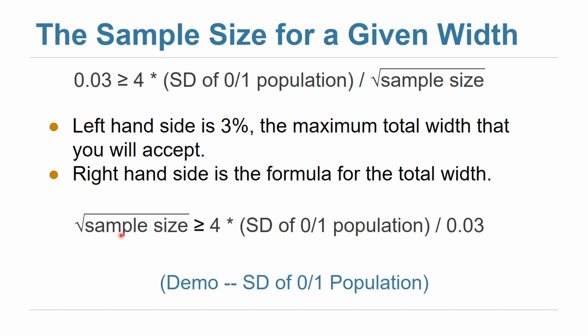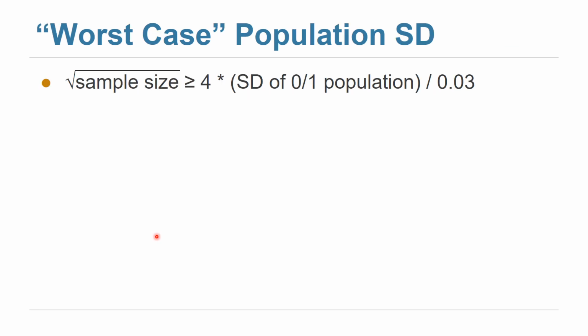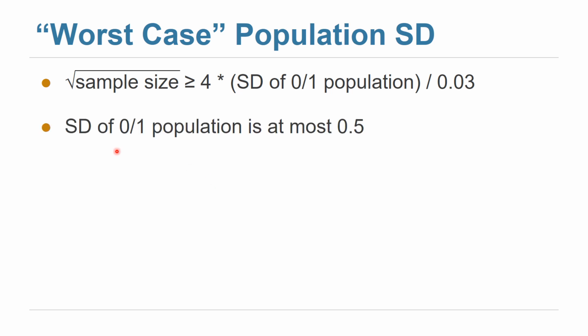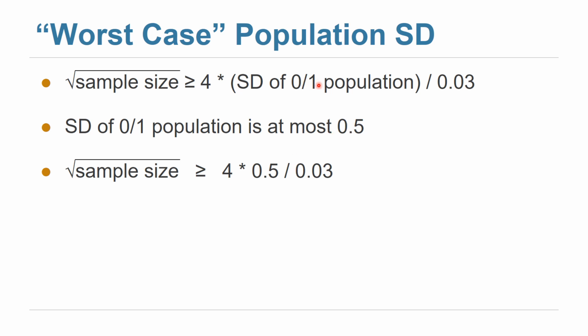We said that the square root of the sample size, rearranged from here, will be greater than or equal to 4 times the standard deviation of the 0-1 population divided by the width that we want, which is 0.03 here. Now, if we know that the standard deviation of the 0-1 population is at most a specific value, we can just put the worst case, which is 0.5, and then compute the sample size. So that's what we will do here. We will say that the standard deviation of 0-1 population is at most 0.5. So we substitute this by 0.5.